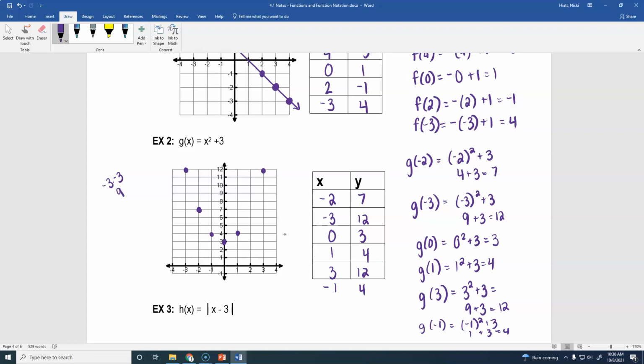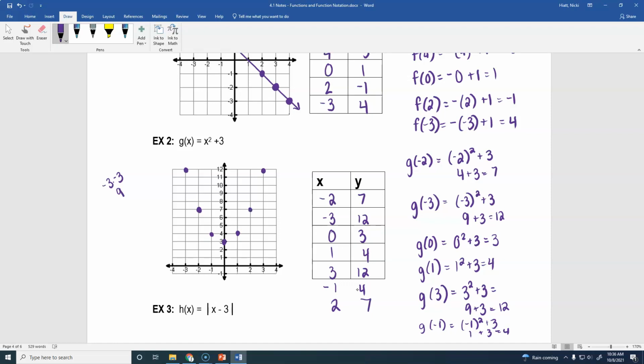What does it look like when we plug in a negative and a positive? I plugged in negative 3, I got 12. Plugged in positive 3, I got 12. Plugged in 1, I got 4. Plugged in negative 1, I got 4. What does it look like is happening here? Oh, I like that word. It's symmetrical. So if I plugged in positive 2, what do you think I would get? 7. The same as if I plugged in negative 2.